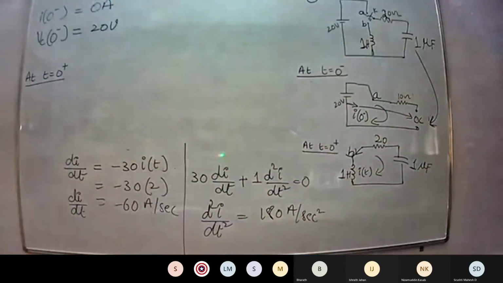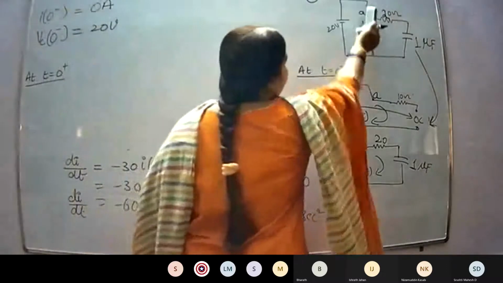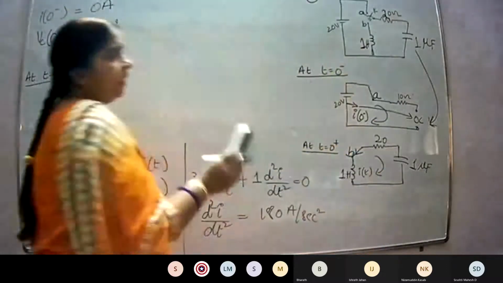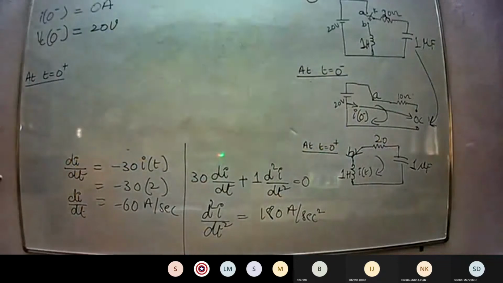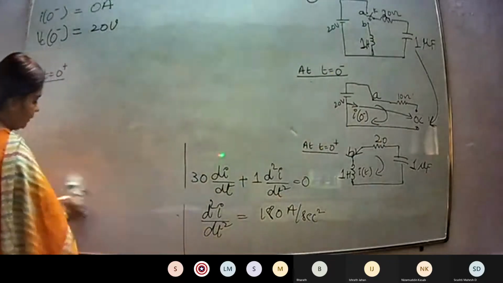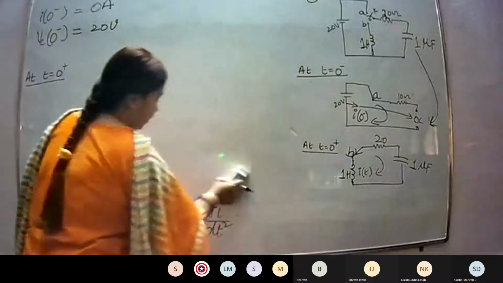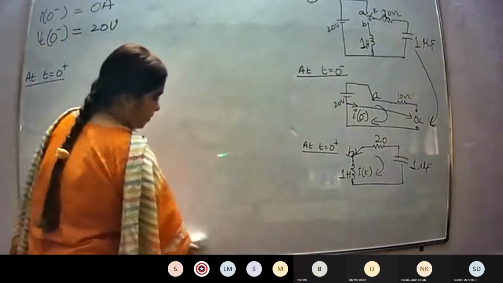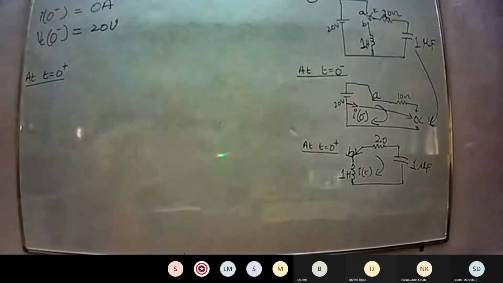Fine. So at position A, we have nothing to do with this inductor. 1 Henry is not connected to A, so we will not draw the inductor, and the capacitor is open. At t is equal to 0 plus, we have inductor, resistor and capacitor. Now we will write the equation. Can anybody tell the equation? You can just try. Just one interaction. You can tell the equation.